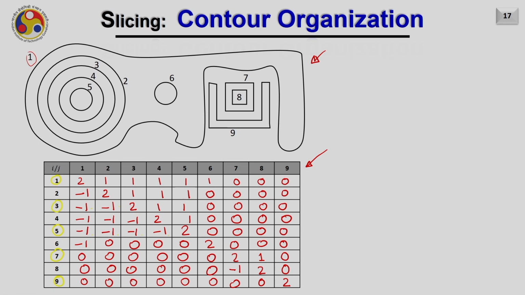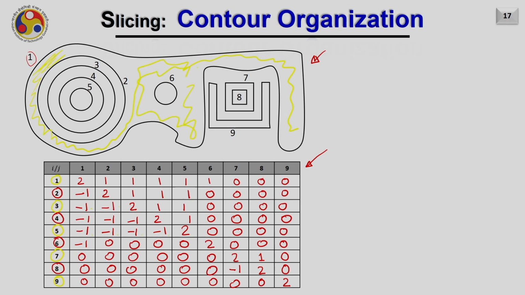Now I shall highlight the interior contour in red color. Number 2 is having minus 1 only once, and it is an interior contour, and 4 is also an interior contour, 6 is also an interior contour and 8 is also an interior contour. Now appropriately we can fill the material in the slice, like there will be material here, as 1 is the exterior contour.